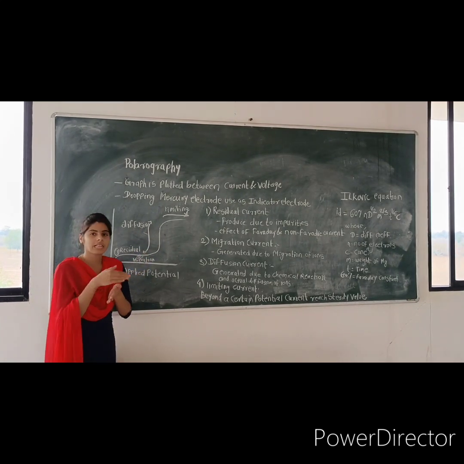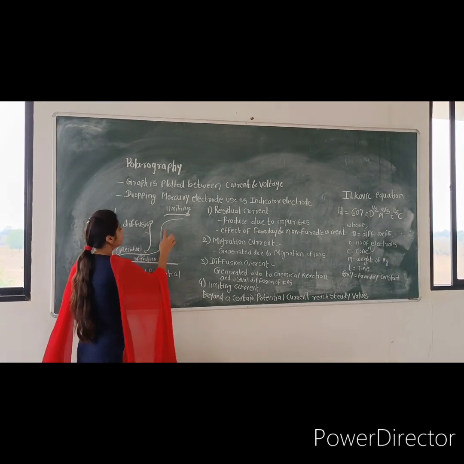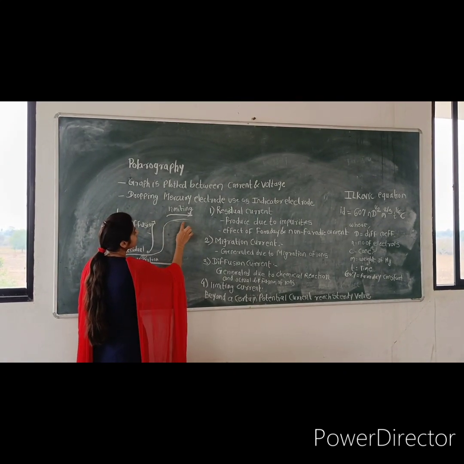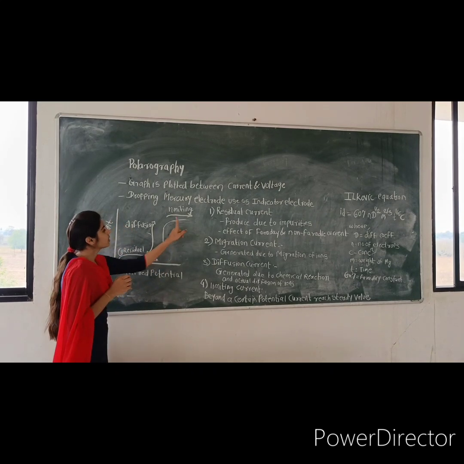It shows a gradual change in the graph, and after a particular limit the graph is steady, or in a single plane. So this is limiting current.